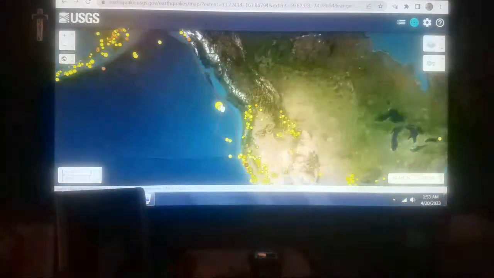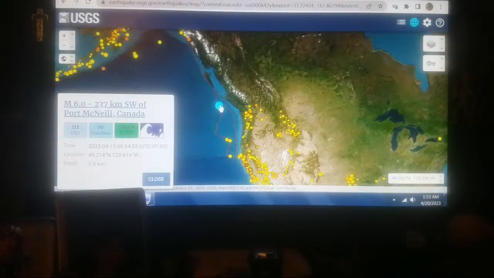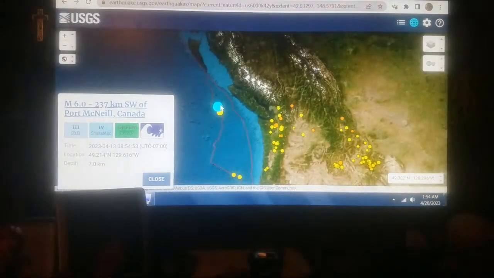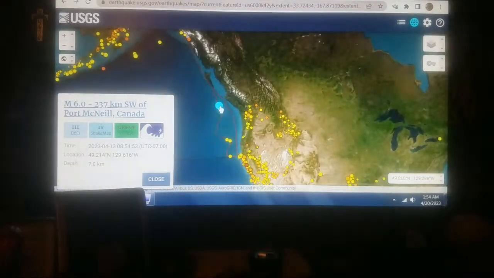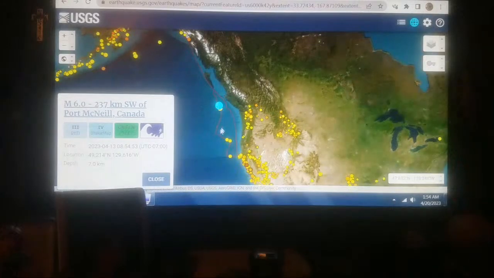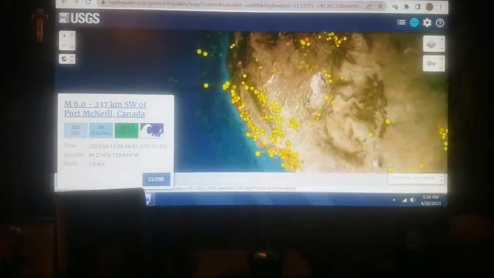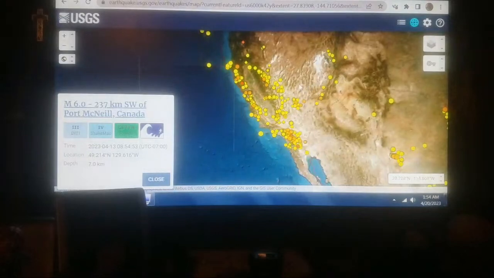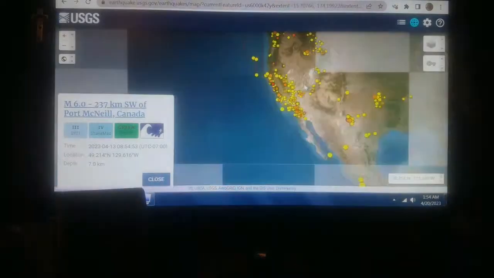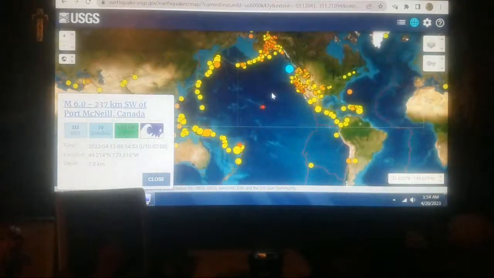Ooh, shall we? That was a 6.0 at a depth of 7, back on the 13th. Okay, that was a week ago today. We had a 6.0 in this region, okay? Just a little heads up, a little reminder. If we look around all this activity, this is all the last week in California, okay? I'll let the picture speak a thousand words, okay?